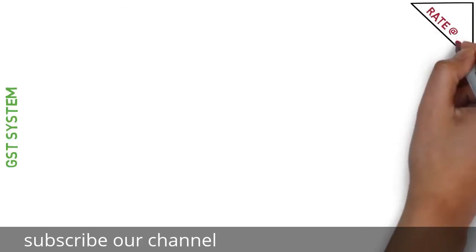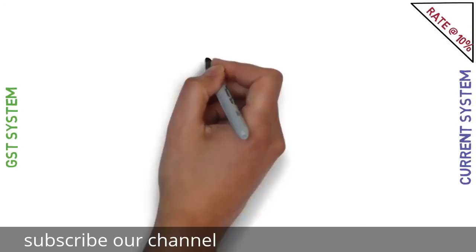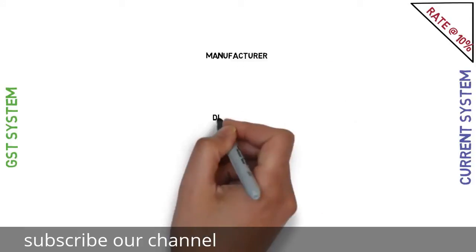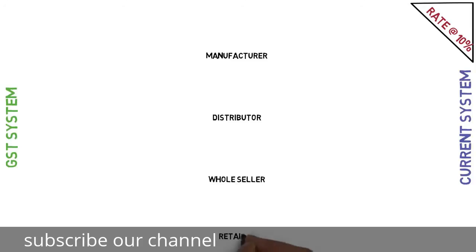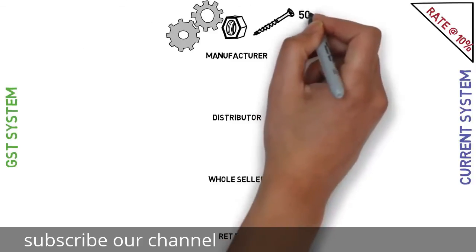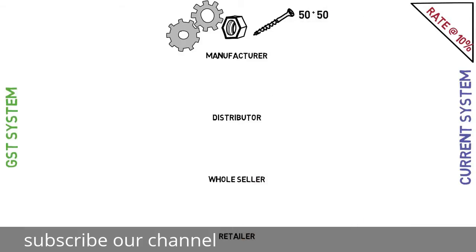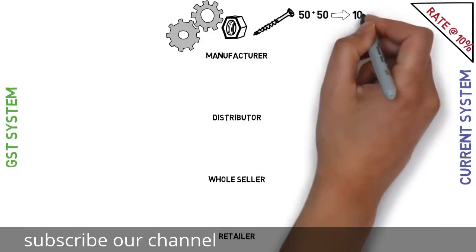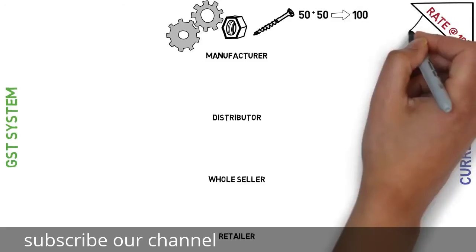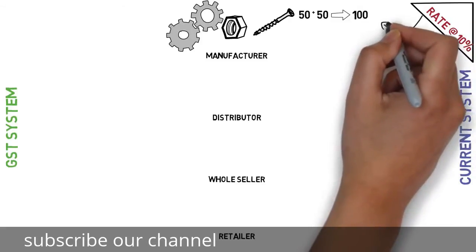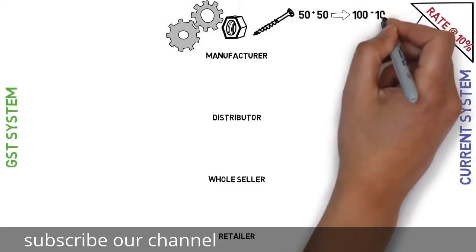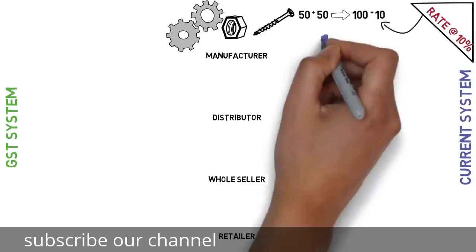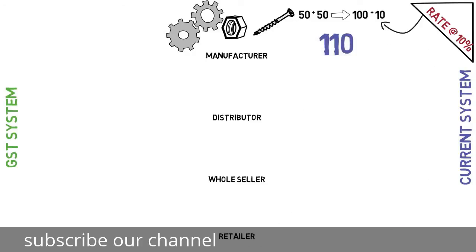Consider a simplified tax rate of 10% at each level. There are generally 4 levels: manufacturer, distributor, wholesaler and retailer. Manufacturer buys raw material, let's say of rupees 50, and manufactures the product, which adds 50 rupees value to it. So the product becomes of 100 rupees. And for selling this product, he needs to pay 10% tax, which is 10 rupees. So the cost of product for distributor is 110 rupees.